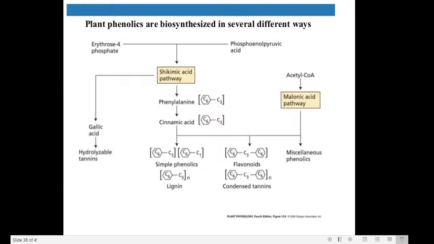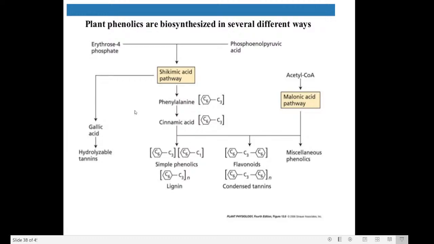And this is another way. Here the erythrose 4-phosphate and phosphoenol pyruvate, these two are involved in the succinic acid pathway. It's helpful for the production of phenylalanine, one step previous to the phenylalanine production. This also happens in a plant. The erythrose 4-phosphate and phosphoenol pyruvate undergo the succinic acid pathway, and it helps to produce phenylalanine.